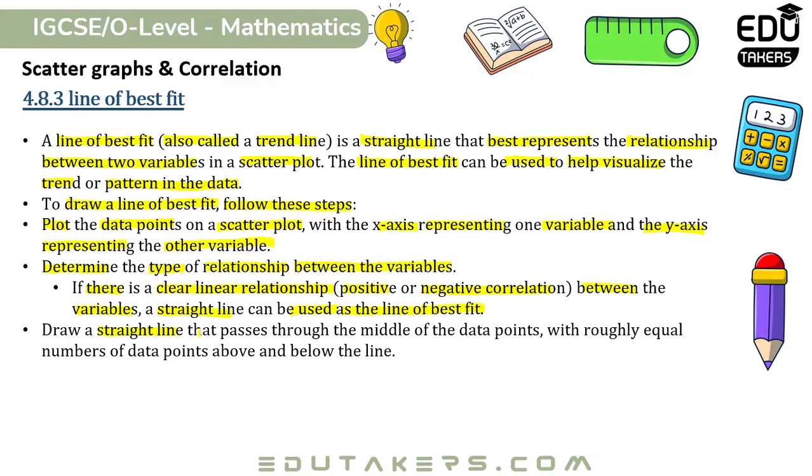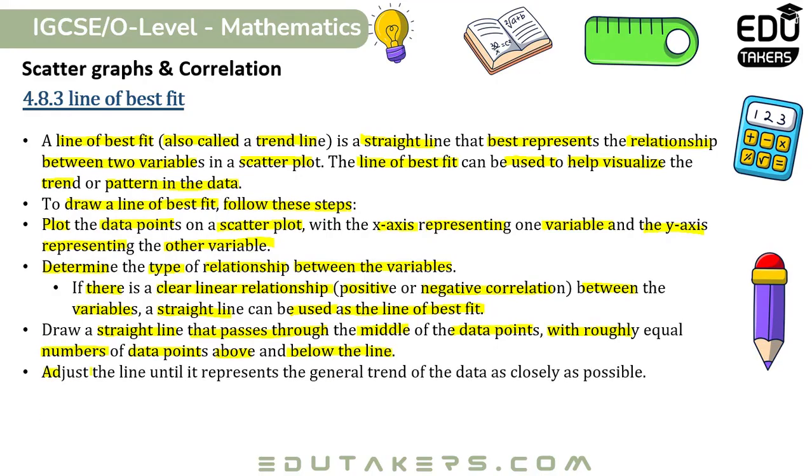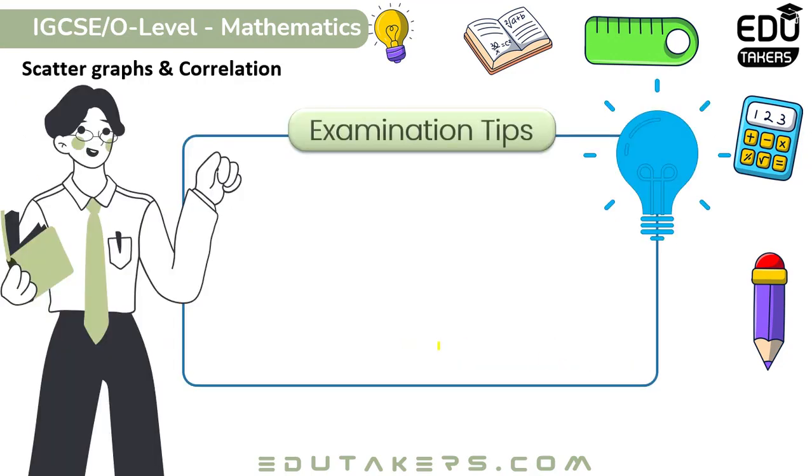Draw a straight line that passes through the middle of the data points with roughly equal numbers of data points above and below the line. Adjust the line until it represents the general trend of the data as closely as possible.